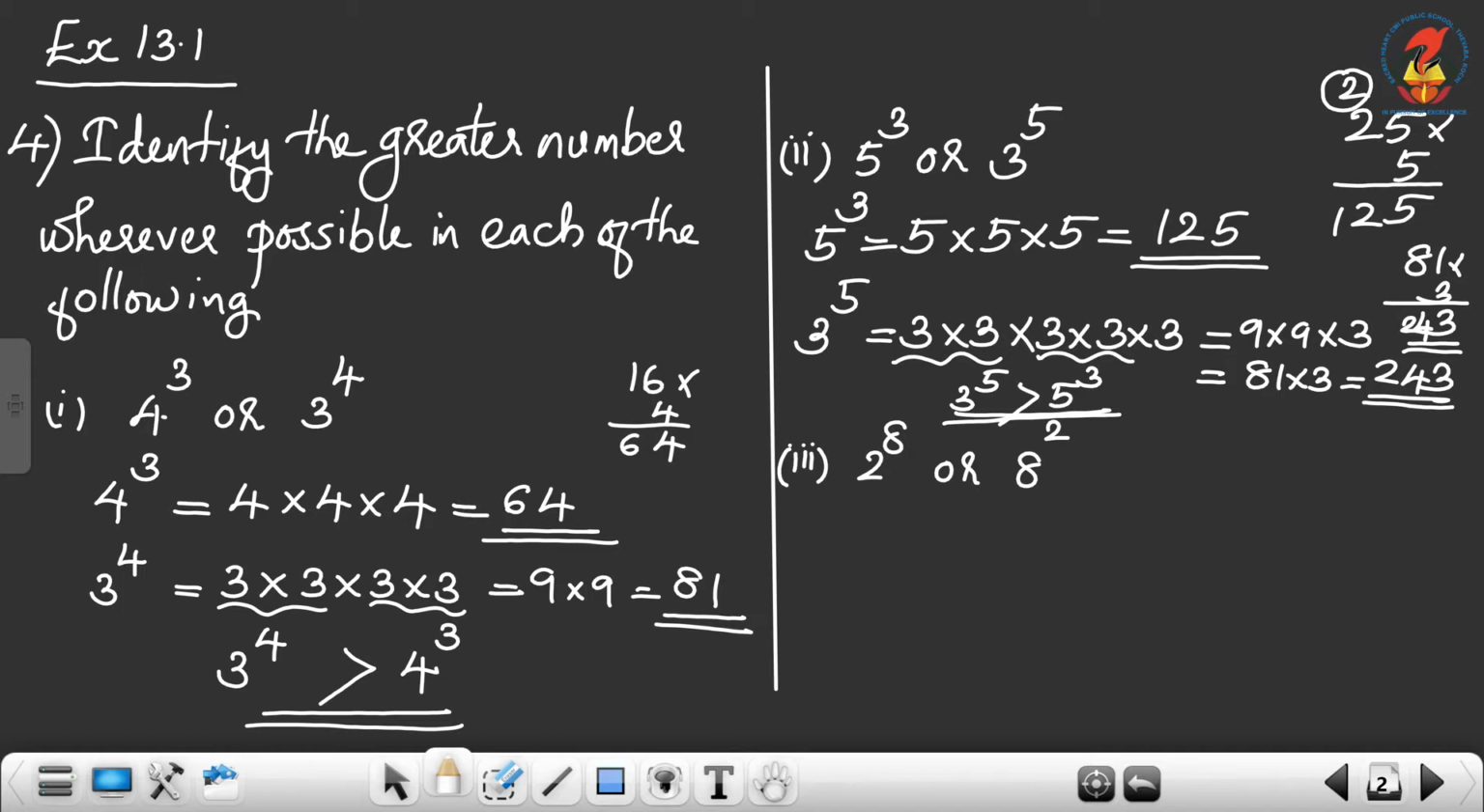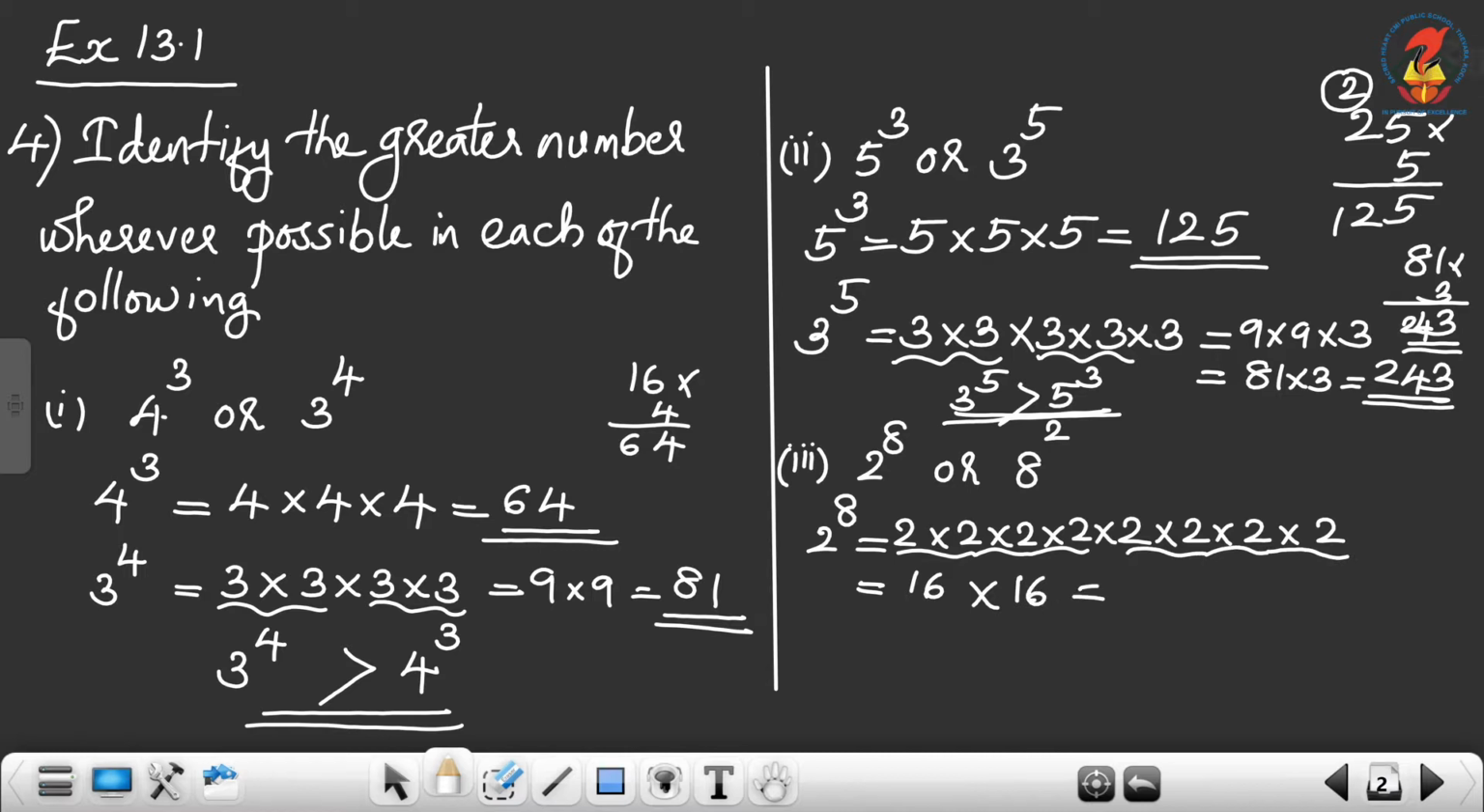Now next one, 2 raised to the power 8 or 8 raised to the power 2. Now 2 raised to the power 8 means 2 is multiplied by itself 8 times. So 2 into 2 into 2 into 2 into 2 into 2 into 2 into 2, 8 times. Then we know that 2 twos are 4, 4 twos are 8, 8 into 2, 16. Again, 2 twos are 4, 4 twos are 8, 8 into 2, 16. So we can find out what is 16 into 16.